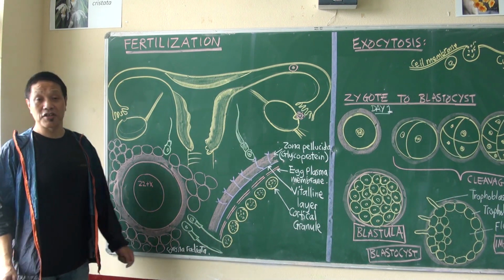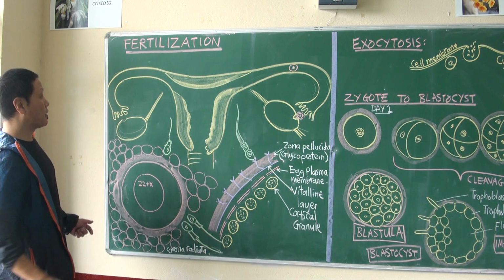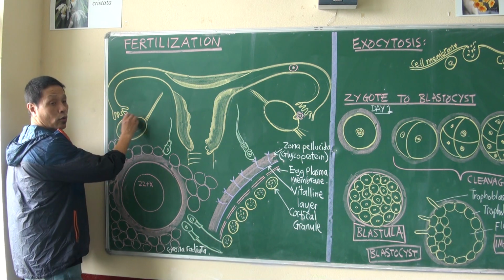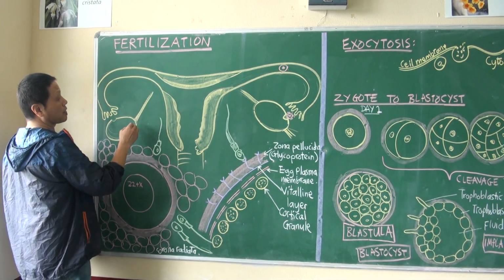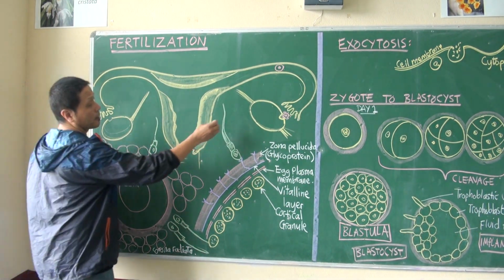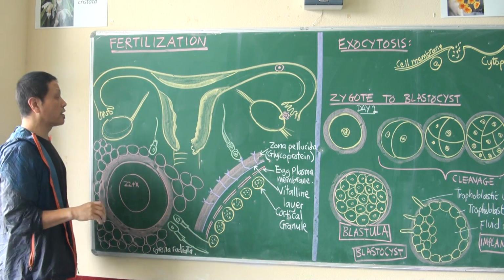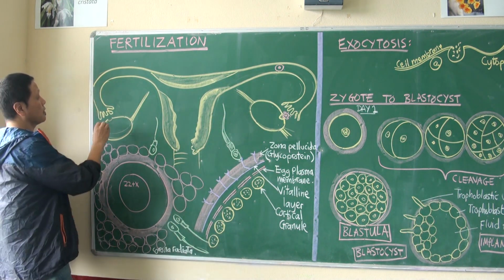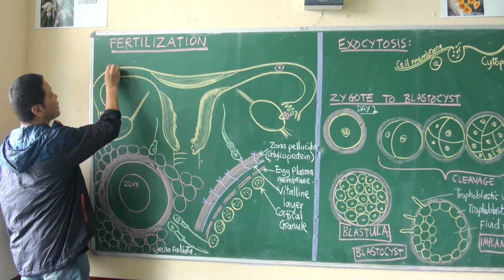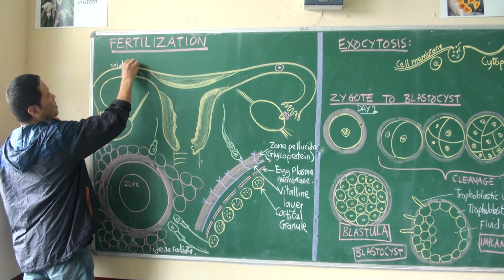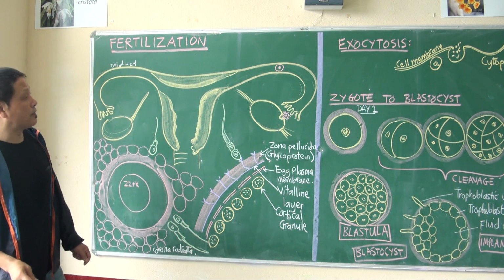Okay, fertilization. Let's just go over the diagram. Here we have the ovary, mesovarian ligaments, that hold the ovary to the walls of the abdomen, and the infundibulum. This is the oviduct, or fallopian tube, if you will.